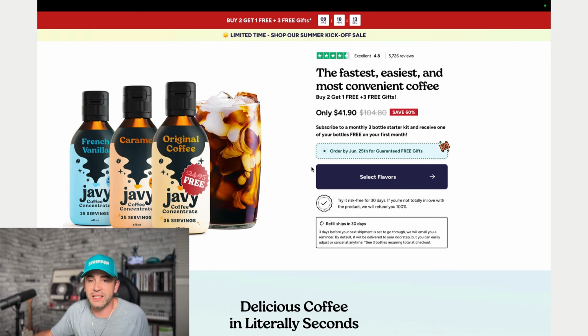They are constantly testing new ones, but as you can see, they've got a strong headline up here: the fastest, easiest, and most convenient coffee. They've snuck some offers in here since the people are coming in here a little bit warmer. They've got the number of stars with the number of reviews, which is incredibly important because it demonstrates social proof. There's a bit of a call to action here to select your flavors, but it's kind of keeping some of the information until the end.